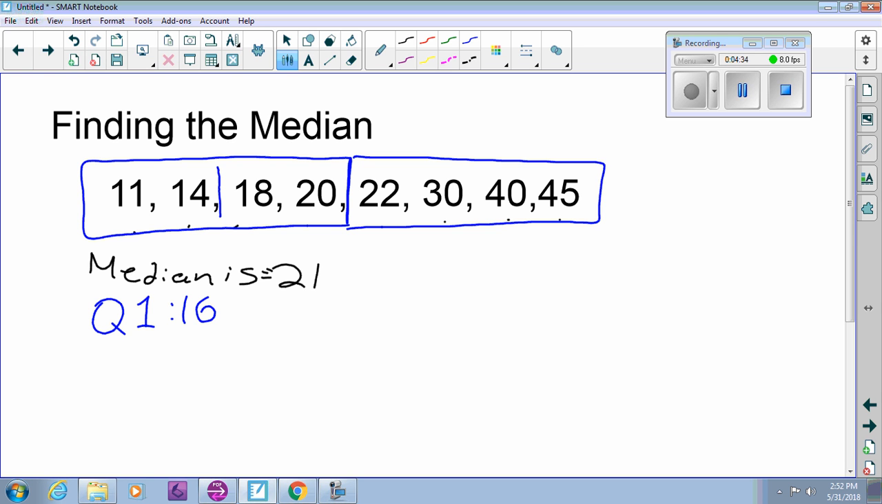All right, very good. Now we're going to find quartile 3. So you're going to look on the right-hand side here. Where would the middle be, Chad? The middle is between 30 and 40. So what's between 30 and 40? 35. Very good. Q3 equals 35. You can write that under here, 35, and write Q3.